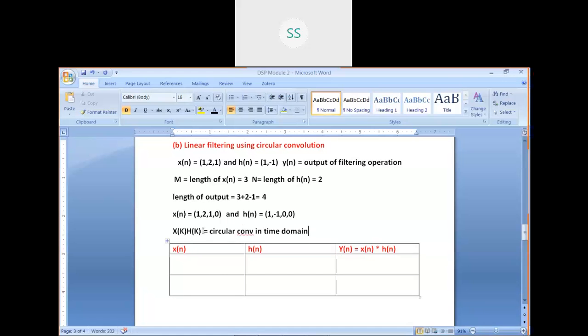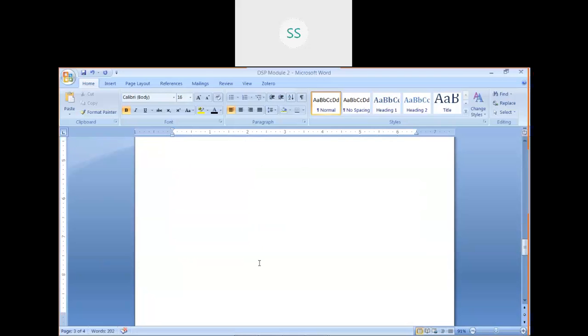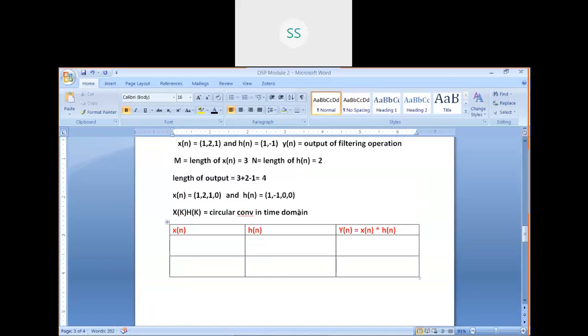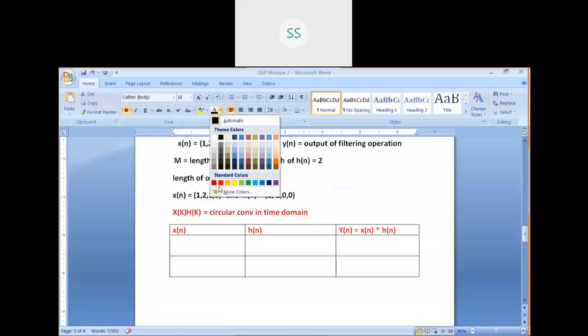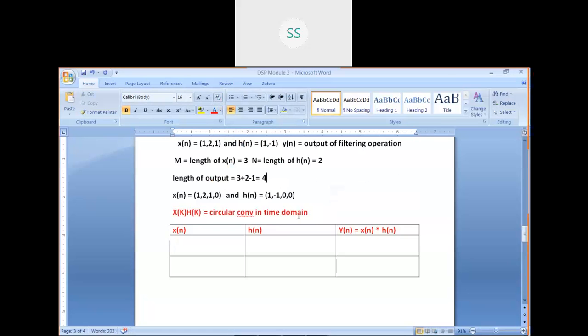This is the reason why we are going for the circular convolution method for proving the result. If you take the product of two DFTs, this is going to be equal to what? Circular convolution in the time domain.